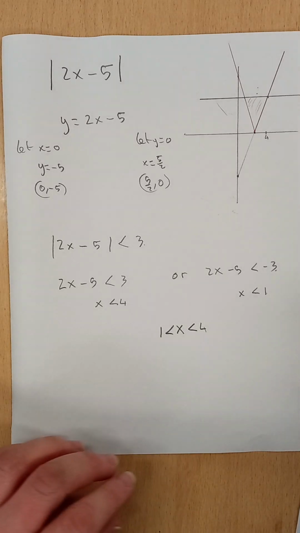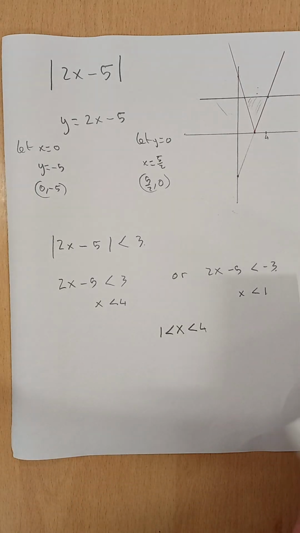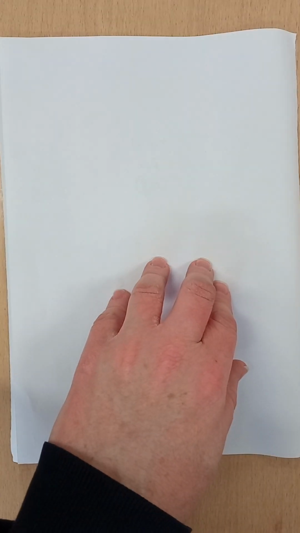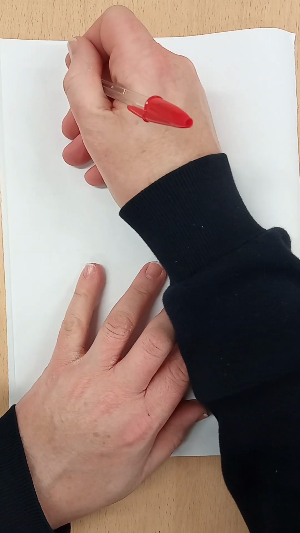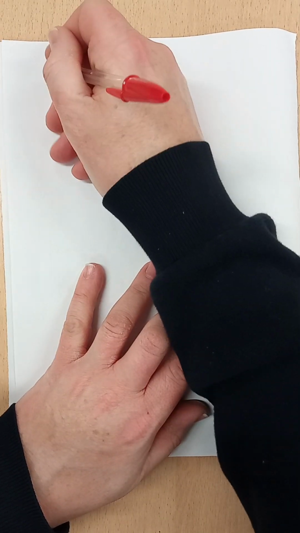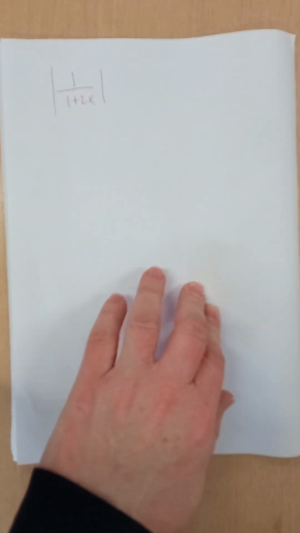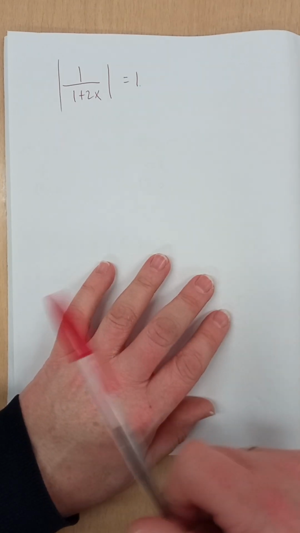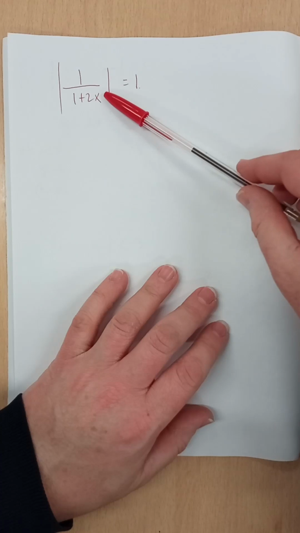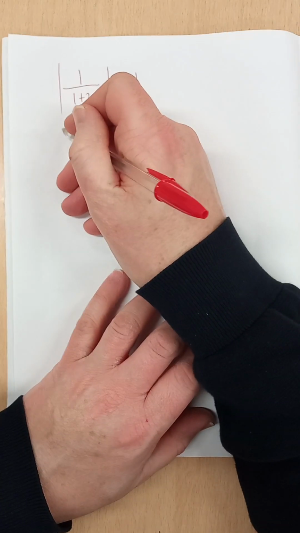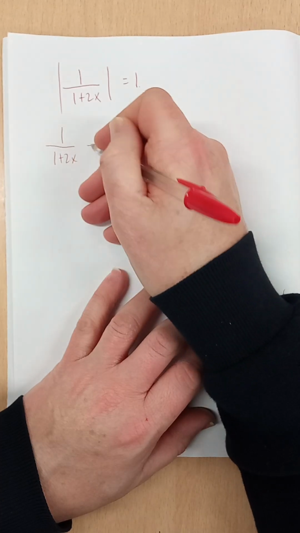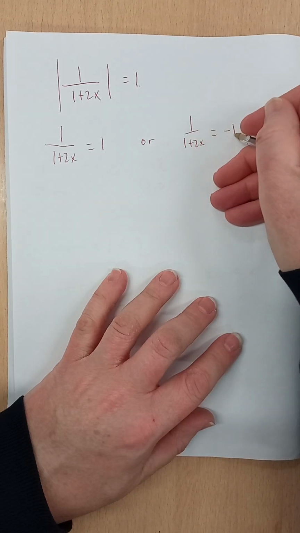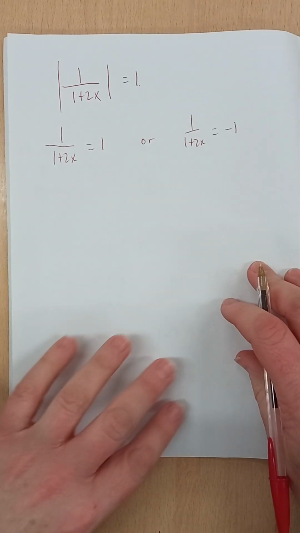So let's have a look. Let's pick a little bit of a tougher one. Let's go 1 over 1 plus 2x absolute value equal to 1. So let's see what this looks like. Let's solve this one. So while this looks really unusual, again, we can just use the fact that 1 over 1 plus 2x would be equal to 1, or 1 over 1 plus 2x could be equal to minus 1. So let's solve both of these separately and see what happens.